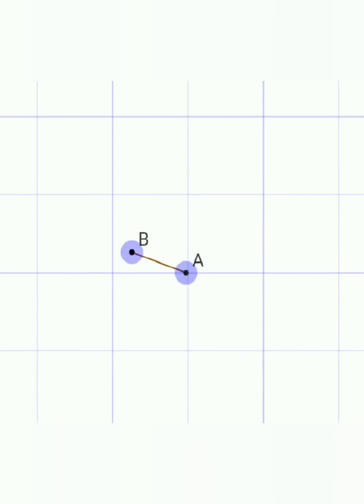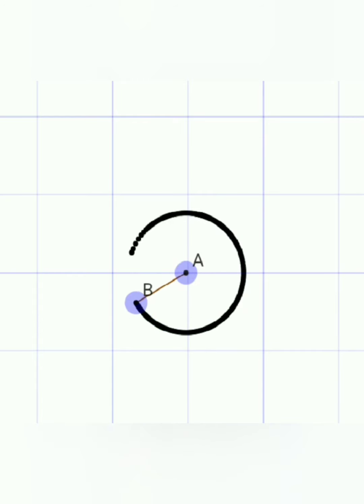What do you mean by a circle? A circle is the path of a point moving at the same distance from a fixed point. You can say that a circle is a simple closed curve. It is a curve and it is closed also. That loop is closed.